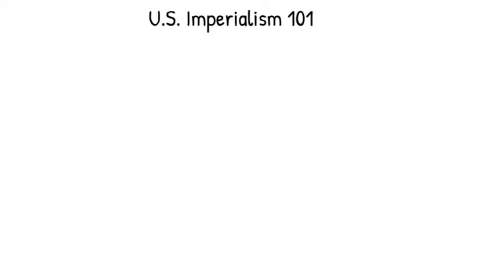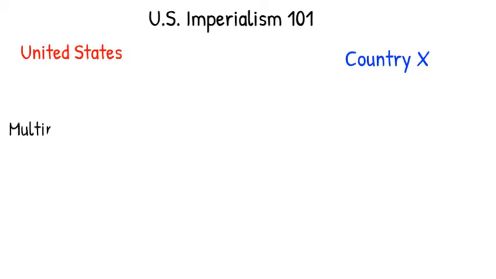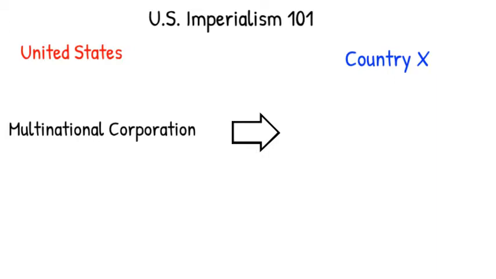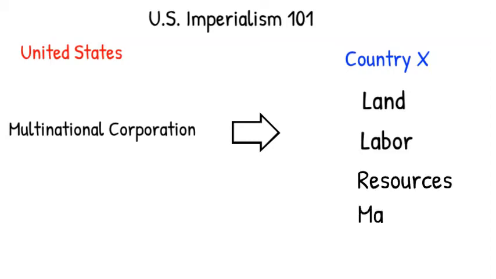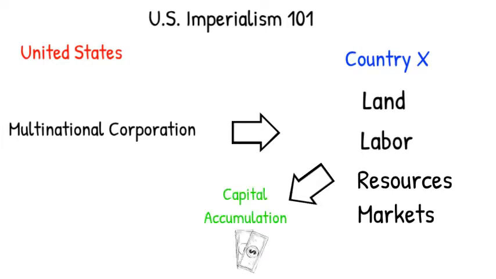U.S. Imperialism 101. So you have the United States and you have country X. Now, imperialism is a system in which the financial elites forcibly expropriate or exploit the land, labor, resources, and markets of overseas population. And from this, the corporation, the financial elites, accumulate capital, which is a core component of capitalism. So, in other words, the end effect of all of this is that through the profits, they further enrich themselves at the expense of country X.